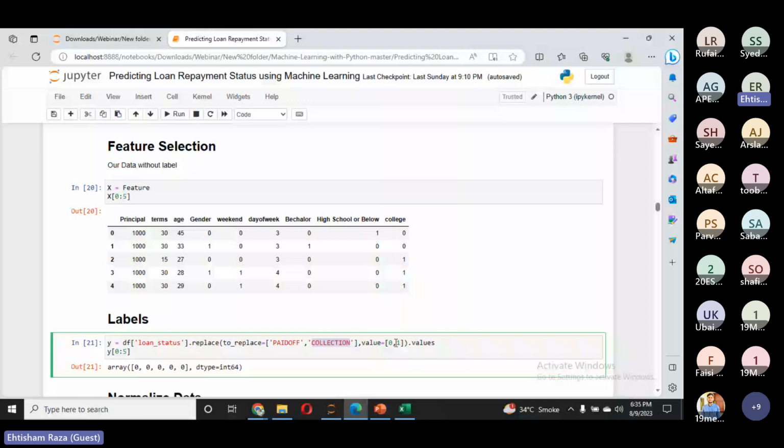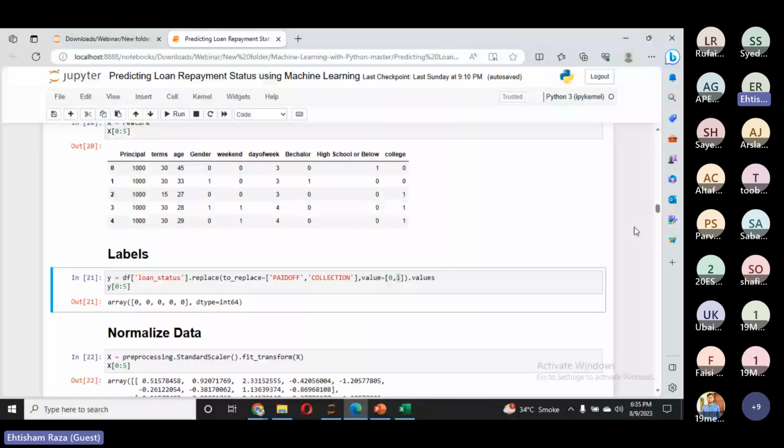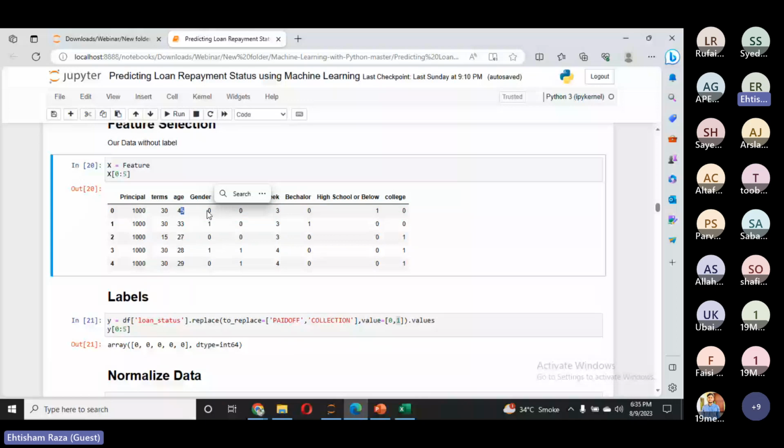Once we got this data, we are going to perform the normalization. What is normalization? If you see this data, it has different ranges. This column has a range from 100 to 1000. This column has a range from 0 to 100. This column also has 0 to 100. This column has a range from 0 to 1. This column has a range of maybe 1 to 6. So all of the columns have different ranges.